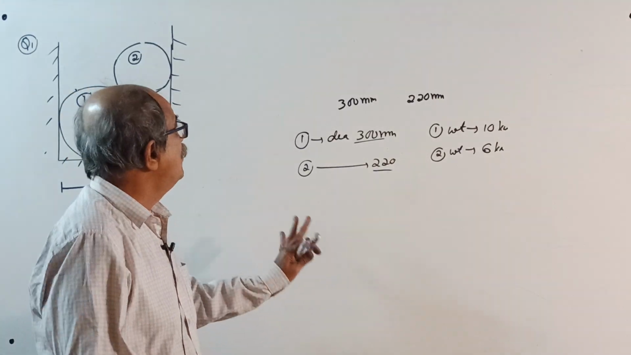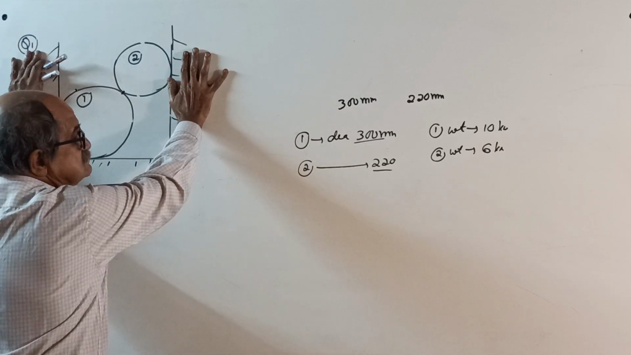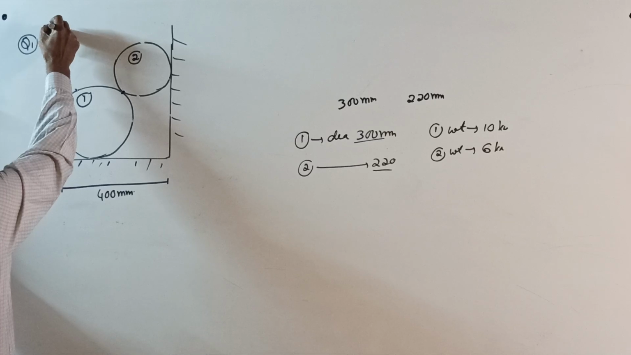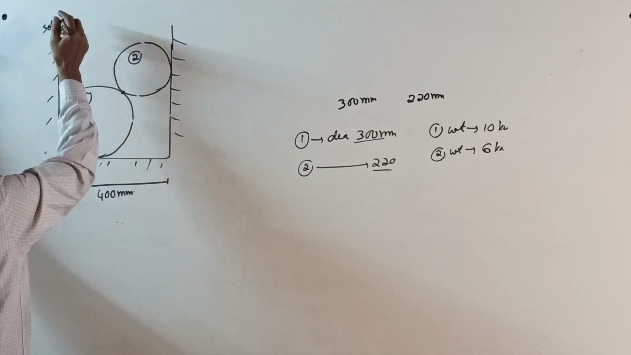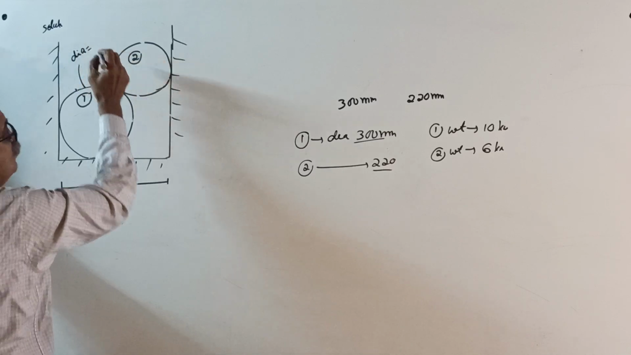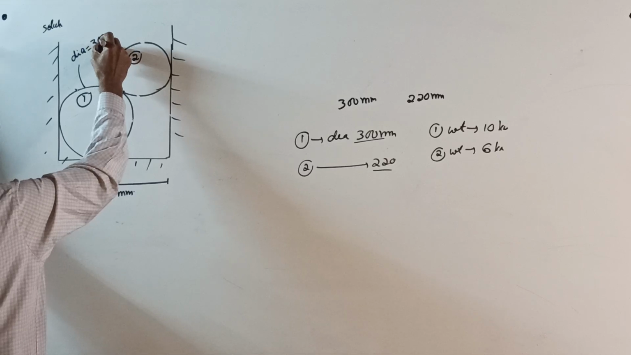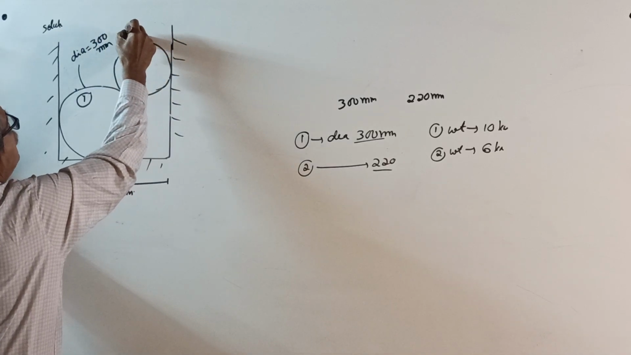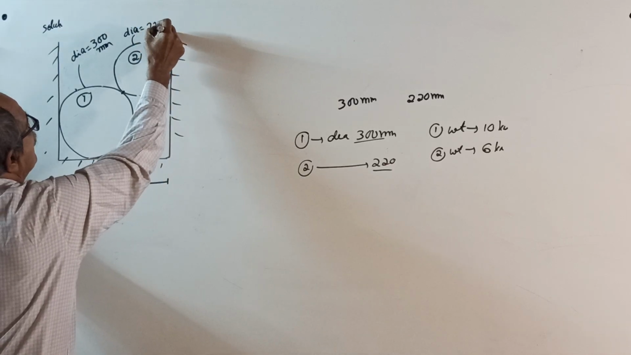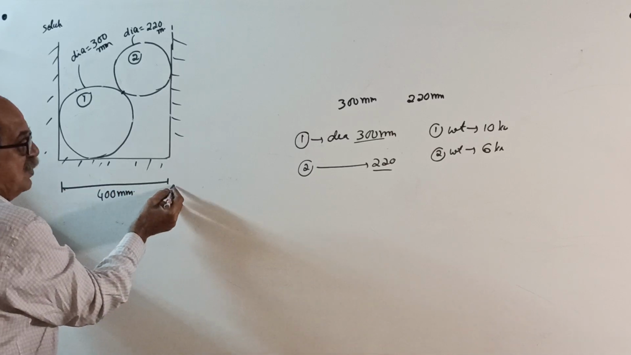Now, I will tell the solution. First, copy the sketch. Then start the solution. This diameter equals, they told how much? 300 millimeter. And they told this diameter equals 220 millimeter. Now, this length they have to give.